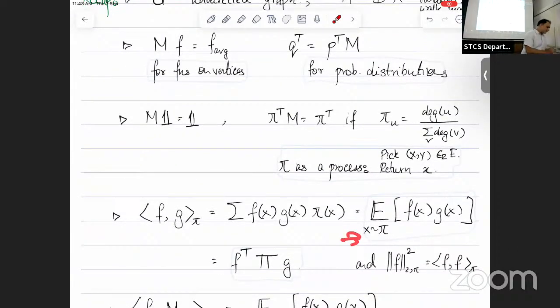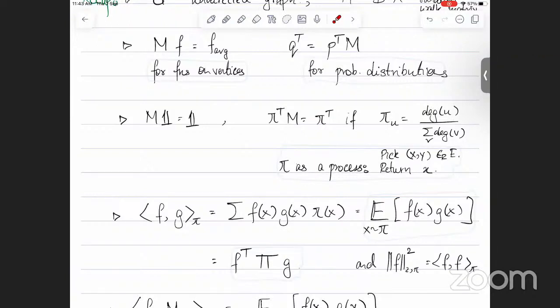I mean, here, we're not introducing M yet. If you're just looking at the inner product of f and g, you choose an x at random according to the stationary distribution pi, and you're looking at f of x times g of x. Okay. Ramprasad. A little late, but yeah.